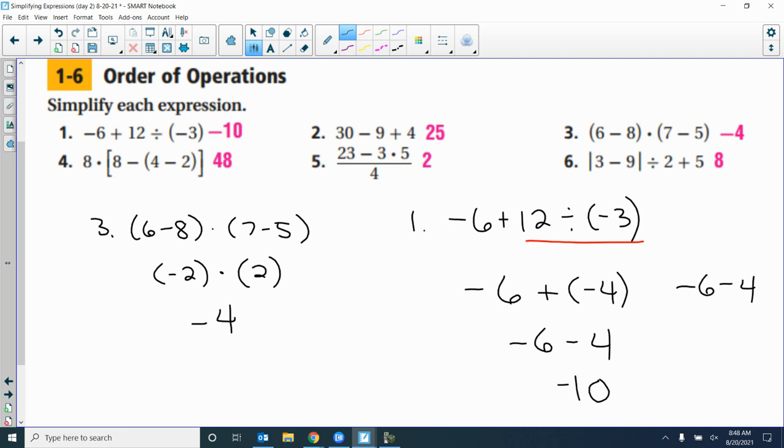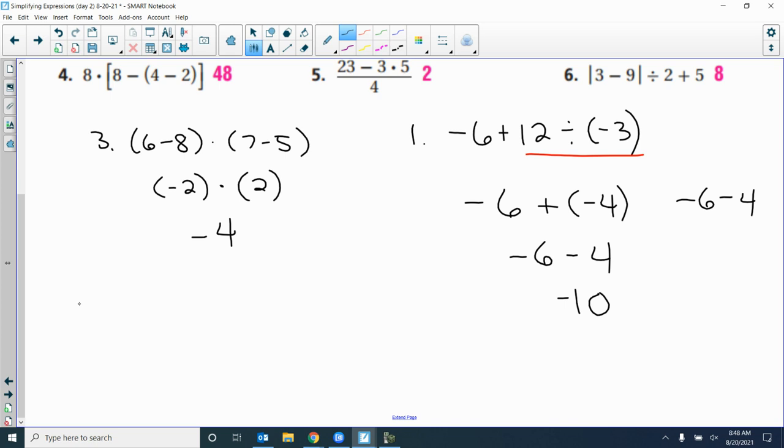So that's number 1. All right, anything else we can go over? Number 6. Ooh, absolute value bars. So I got 6. Absolute value of 3 minus 9, divided by 2, plus 5. Absolute value bars are like parentheses. You have to do those before you can do division. So we can't try to divide yet. We got to do absolute value. Well, what's 3 minus 9? 3 minus 9 is -6. So that's -6 divided by 2 plus 5.